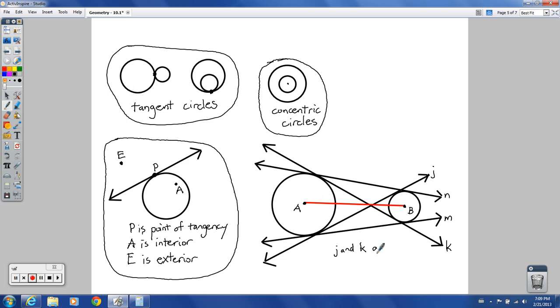So J and K are called our common internal tangents. And M and N are common external tangents. So they're tangent lines. They're tangent to both circles. They have both circles in common, in other words. One kind of goes on the outside or the exterior of both circles, and the other ones, M and N on the outside, J and K, kind of cross along the inside in a sense.